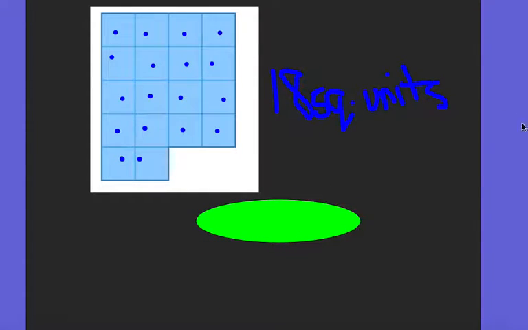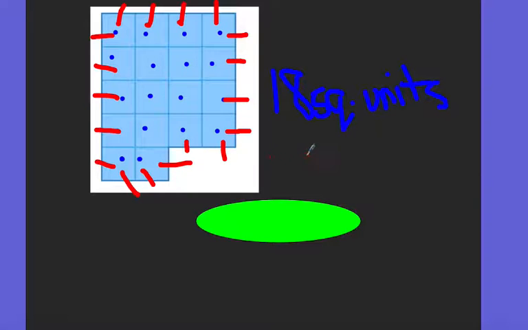Yep. Perimeter would be much different. Perimeter is this part, the tick marks. 1, 2, 3, 4, 5, 6, 7, 8, 9, 10, 11, 12, 13, 14, 15, 16, 17, 18. Oh, wow. The perimeter is 18 also. I just call it 18 units. I'm not counting the squares, so I don't use square for perimeter.